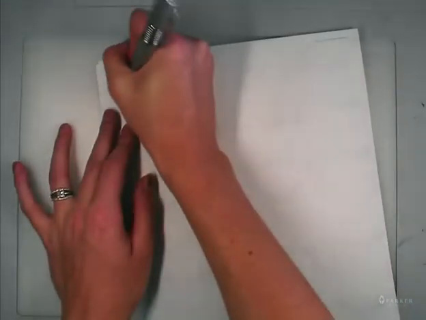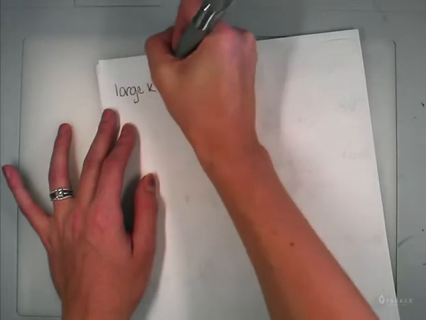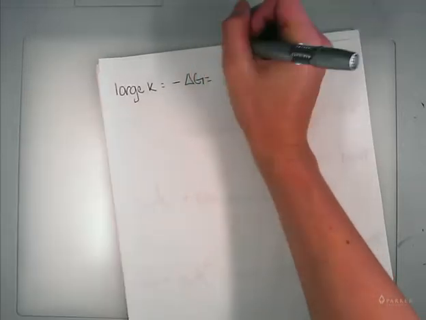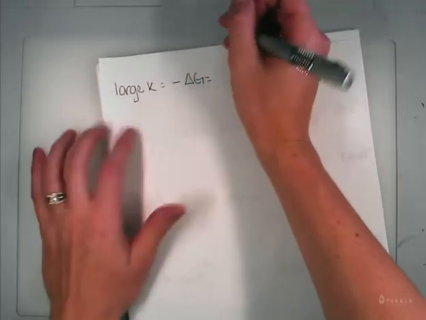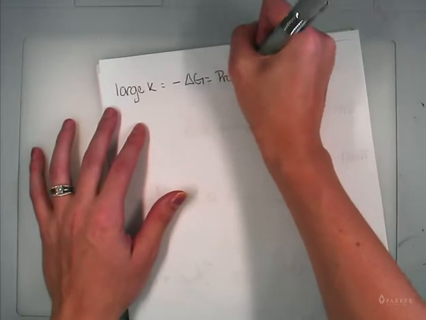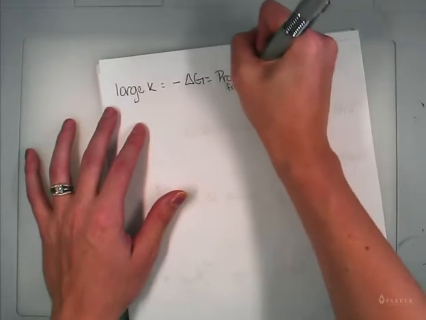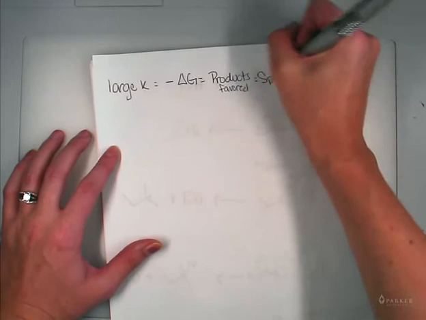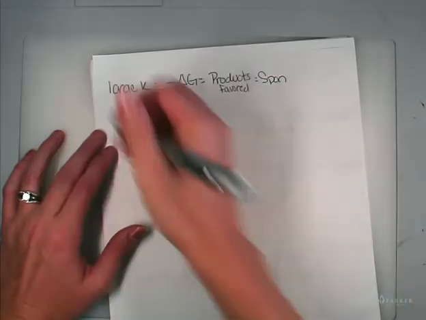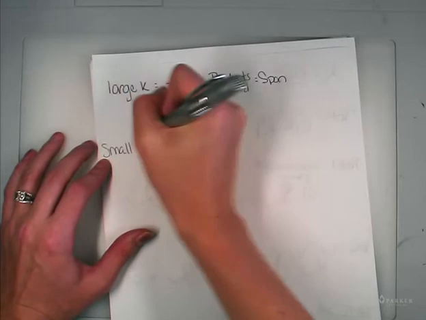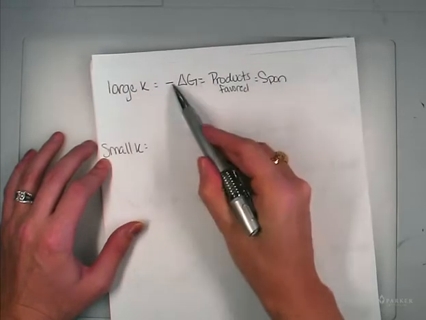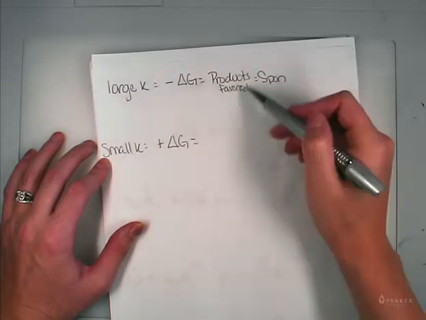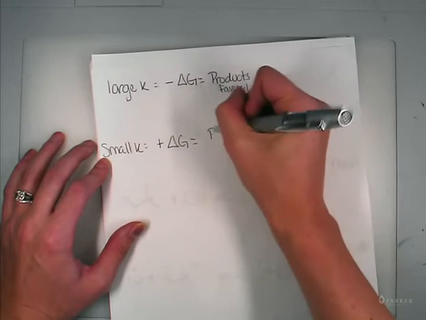we have a large K. That means we have a negative delta G. And what's favored, products or reactants? What do you make more of? Products. And it's spontaneous or non-spontaneous? Spontaneous. Whereas if we have a small k, it's pretty much just the opposite. So now I get a positive delta G. The products, or actually reactants, are favored.